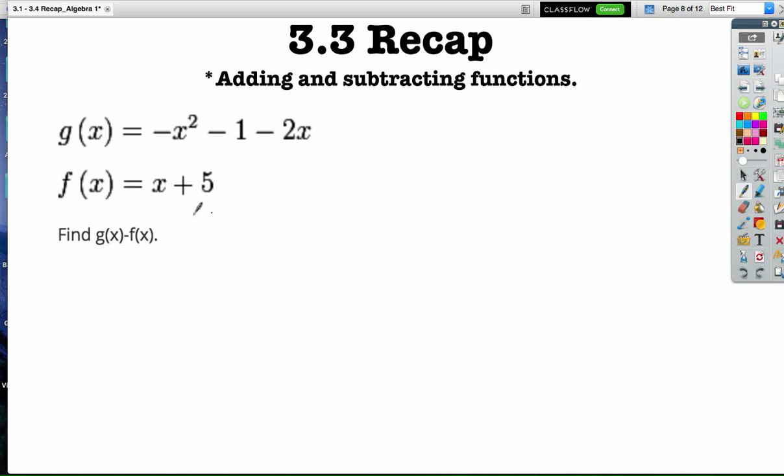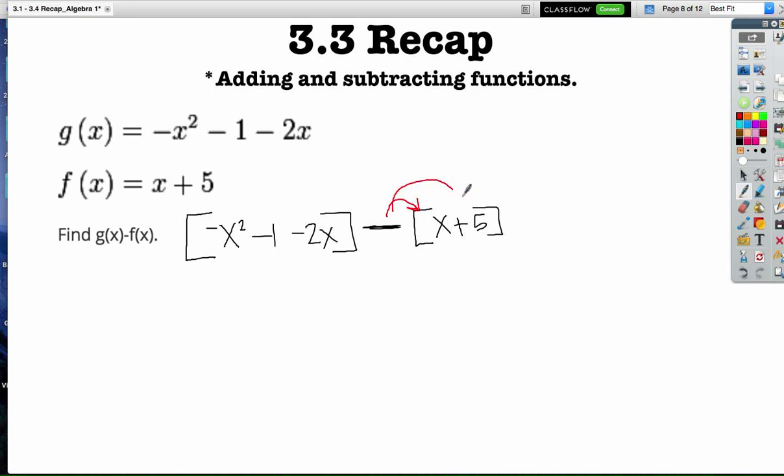So we've got g of x, which was negative x squared minus 1 minus 2x, and we were subtracting f of x, which is x plus 5. There's nothing to clean up in this first bracket. There's no distributing, no combining like terms. There's nothing to clean up in the second function either. So now we are going to proceed to distributing the minus sign as if it were a -1 being multiplied by both terms in the second function.